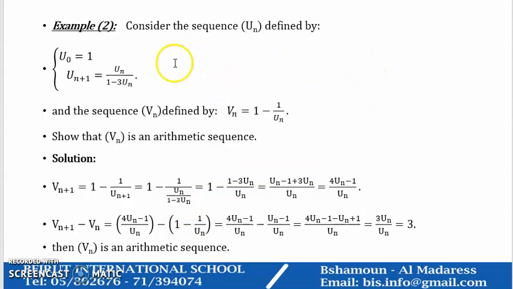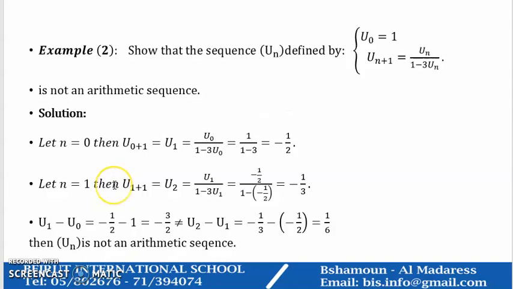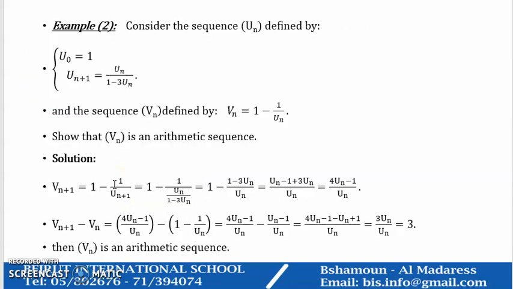Another example, if we have a recursive sequence, a sequence given in recursive form. What do we mean by this? I have u0 = 1, un+1 = un / (1 - 3un). And the sequence Vn, another sequence, is in terms of un: Vn = 1/un. They ask us to prove that the sequence is an arithmetic sequence. How am I going to do this?